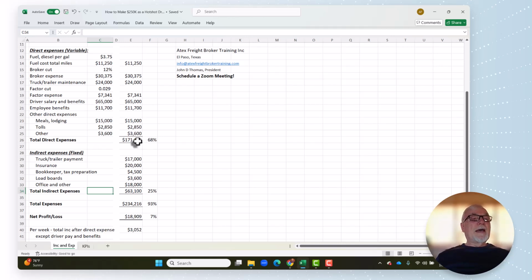So when you add your direct expenses, your indirect expenses, you've got total expenses of $234,000 and a little bit more. 93% of your income here in this scenario is going to expenses, leaving you a net profit of nearly $19,000 and a 7% profit margin. That seems kind of low to me, because even you're paying your broker 12% above. But again, this is hypothetical.